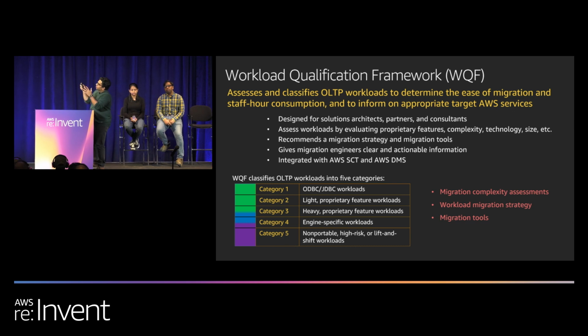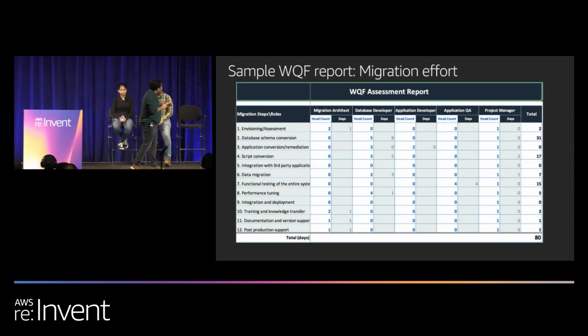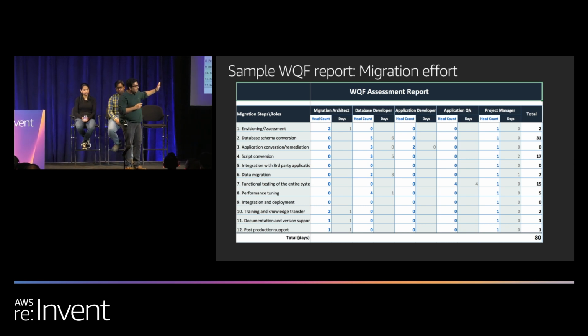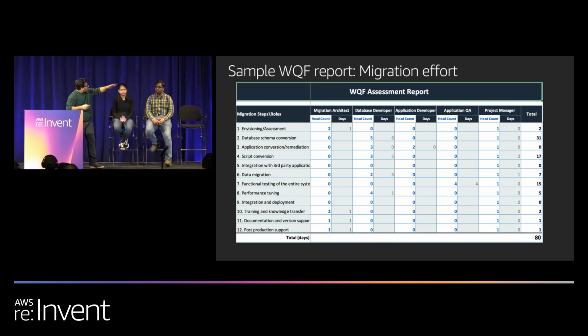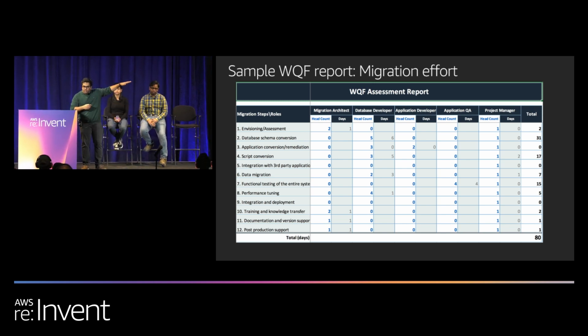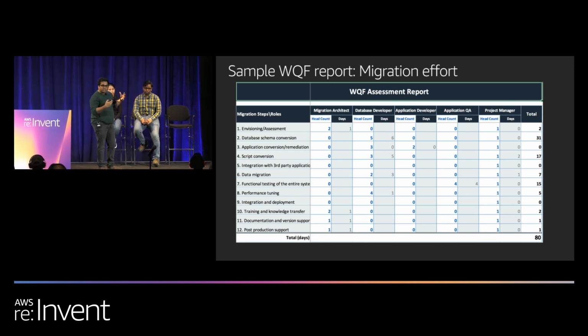So the WQF analysis report, which is the second report, gives you a clean cost model, which is on the screen right here. It's spliced across important migration steps on the left, which you need to follow to complete a migration. And on the top, you will see different personnel that are involved in a particular migration, right? So this is a cost calculation report for a sample SQL Server database. It was kind of complex with some stored procedures and functions in it. And we see that it takes about 80 days approximately for a 16-person team.